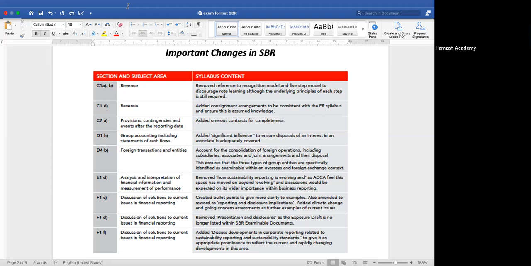And foreign transactions and entities, if we talk about that, foreign operations, including the subsidiaries, associates, and joint arrangements and the disposal. This ensures that the 3 types of group entities are specifically identified as examinable with an overseas and foreign exchange context. So this is something which has been added as well, and this is going to be religiously tested now.